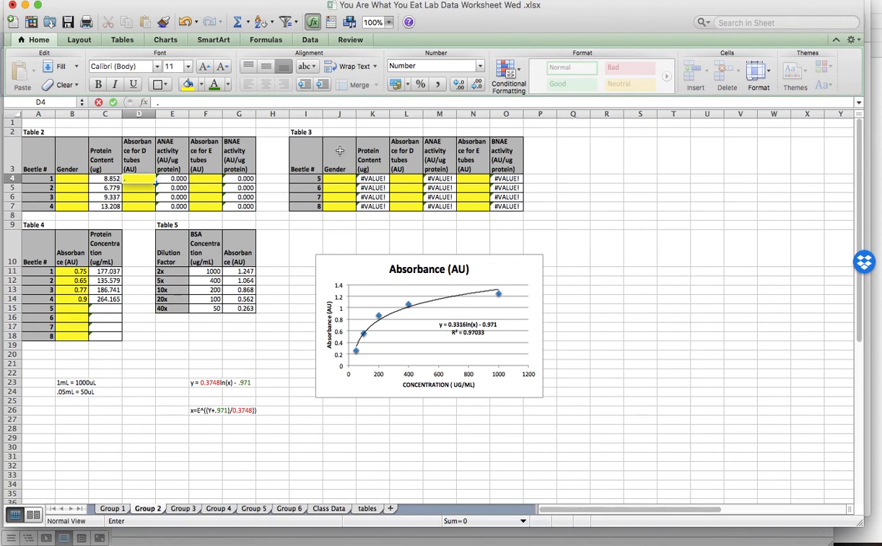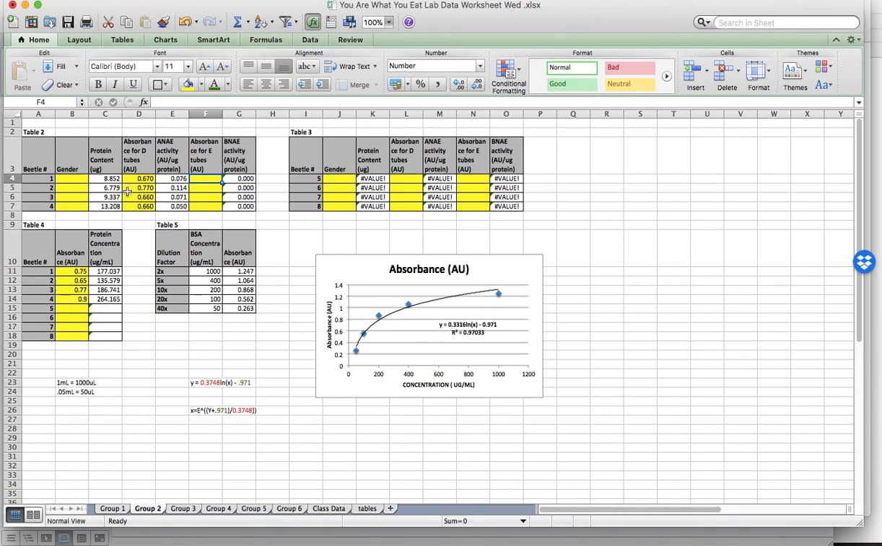So I'm going to say 0.67, 0.77, 0.66, 0.66, just numbers. And as you see, automatically the activity of alpha naphthyl acetate esterase is calculated for you. Okay? So then you want to fill in the absorbances for the other ones and get the data.